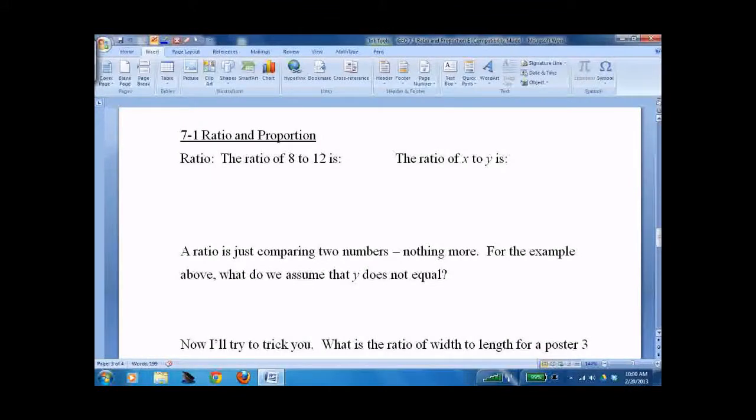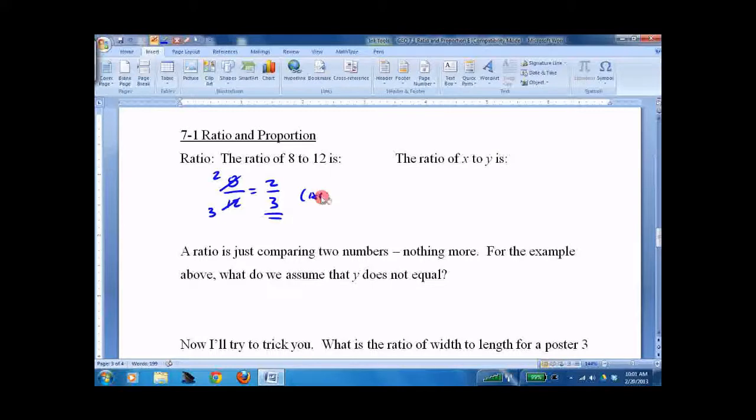Lesson 7.1, Ratio and Proportion. It's a fairly straightforward lesson. The ratio of 8 to 12 is 8 over 12. Of course, we can't just leave it like that. We have to reduce. As any good math teacher will tell you, always reduce.